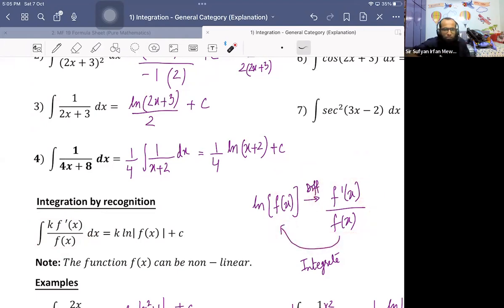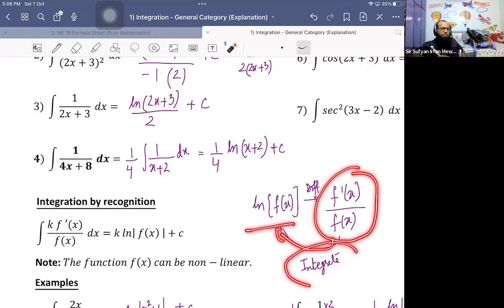This is the same rule that we studied in differentiation. When ln of a function is differentiated, the function comes in the denominator and the differentiation of the function comes in the numerator. So ln f(x) when differentiated gives us f prime x upon f(x). So f prime x upon f(x) when integrated will give us ln f(x). So this is integration by recognition.